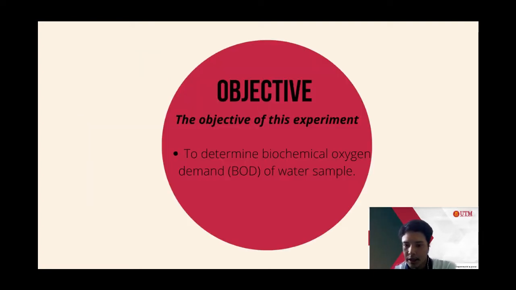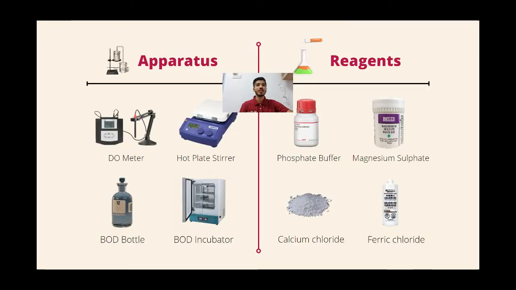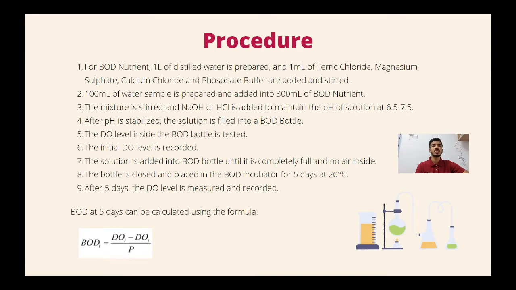So the objective of this test is to determine the biochemical oxygen demand of the water sample. Assalamualaikum, I'm Muhammad Arshad. I'll continue with biochemical oxygen demand. The apparatus required for this experiment are DO meter, hot plate stirrer, BOD bottle and incubator. The reagents required are phosphate buffer, magnesium sulfate, calcium and ferric chlorides. So then let's see the procedure.